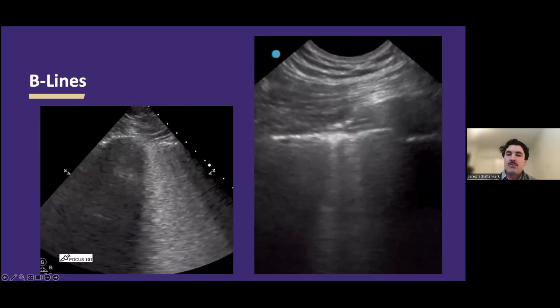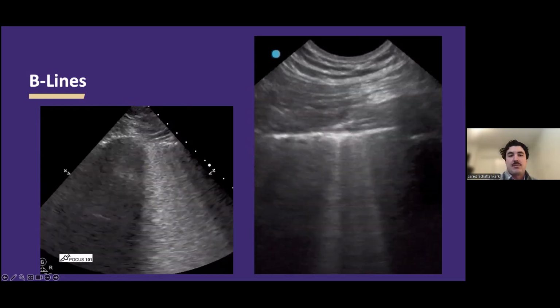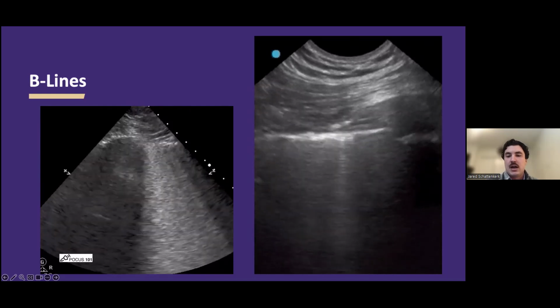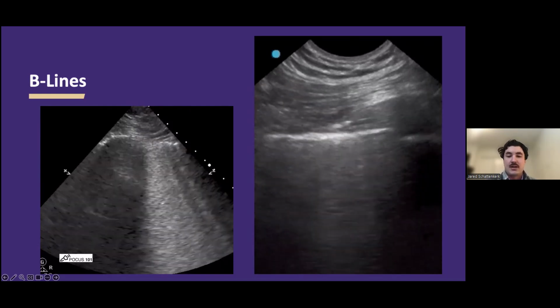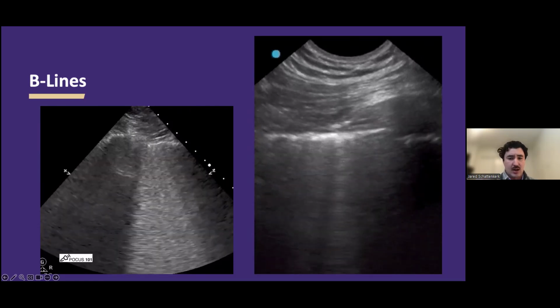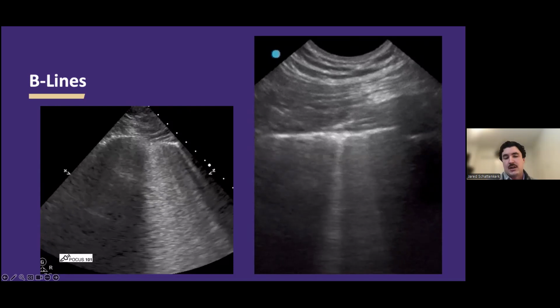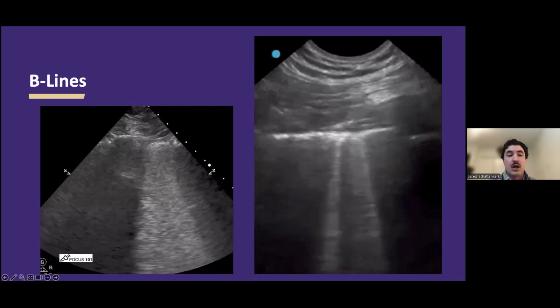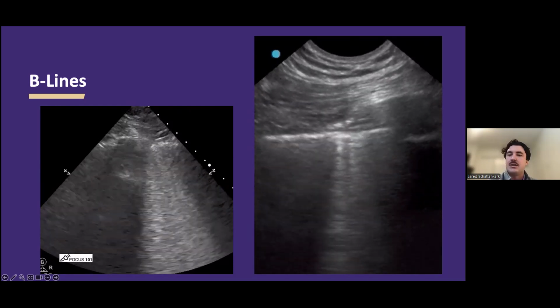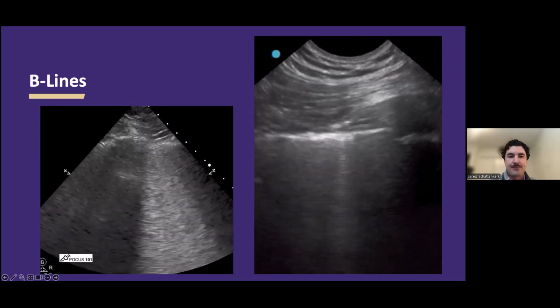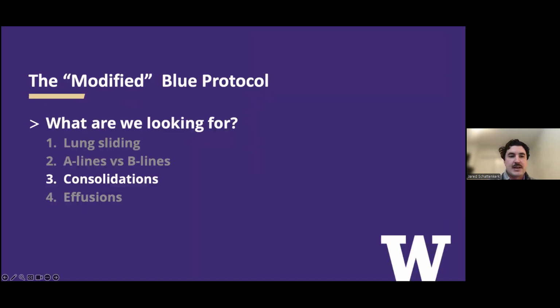As I mentioned before with A lines, there are potential confounders, one of which is chronic scarring. Things like fibrosis and ILD can cause B lines even without fluid accumulation. So knowing a little bit about the patient's baseline lung history is helpful as you help interpret these images. So that's A lines versus B lines.